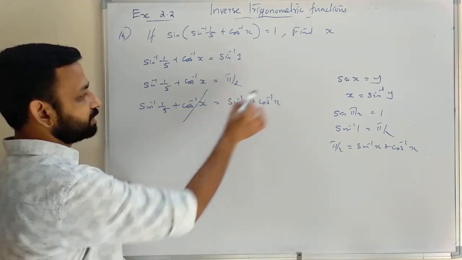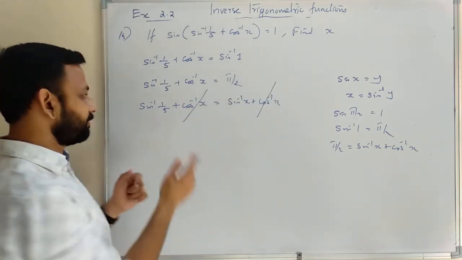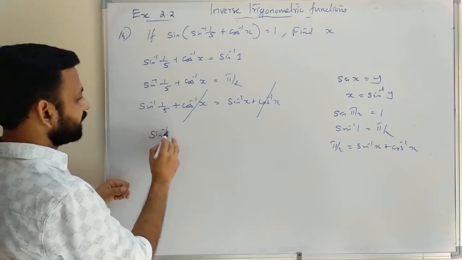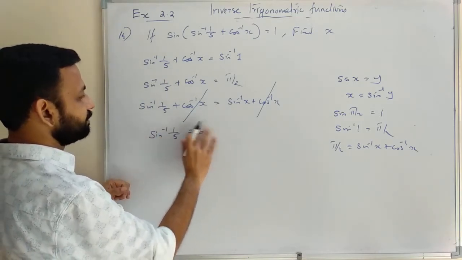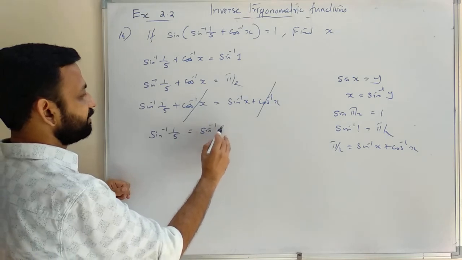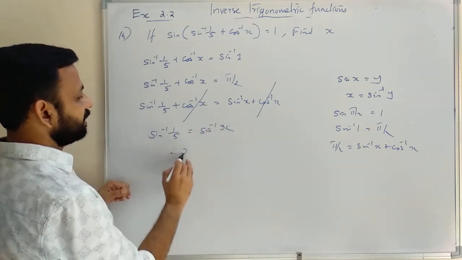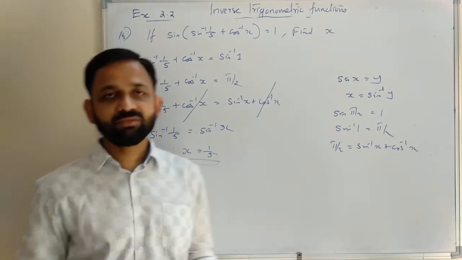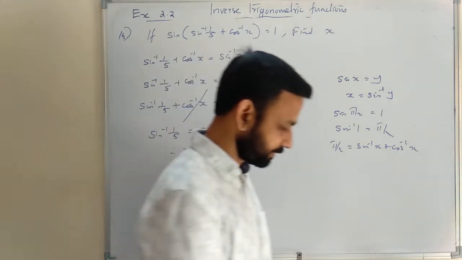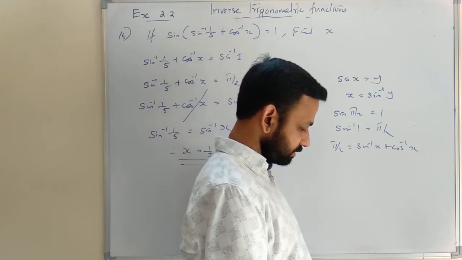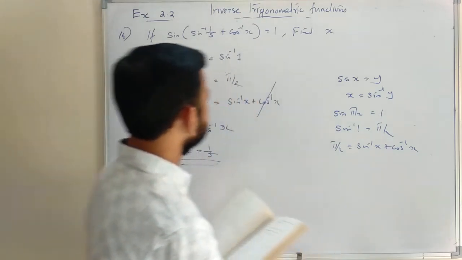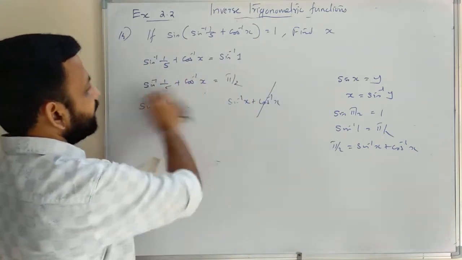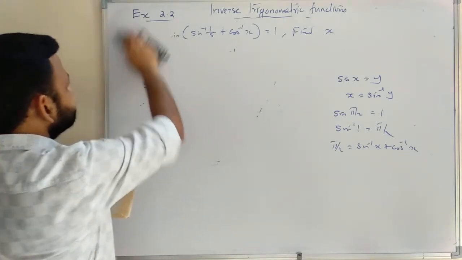So here cos inverse x and cos inverse x cancel now. So we will get sin inverse 1 upon 5 is equal to sin inverse x. Therefore x is equal to 1 upon 5. So we got the value of x, that is 1 upon 5. So that question is over. That is the 14th question. Now we are going to do question number 15.